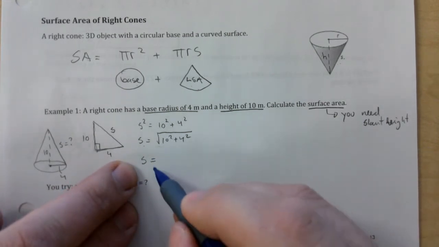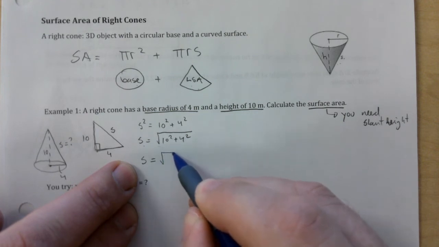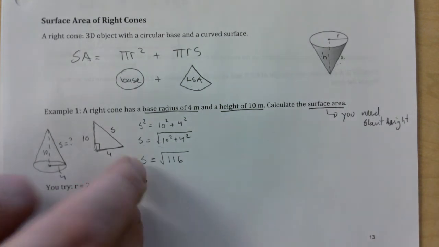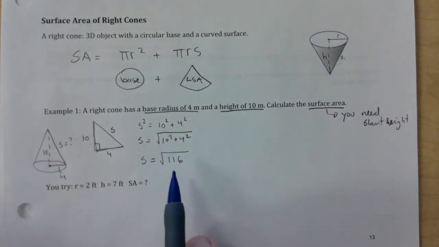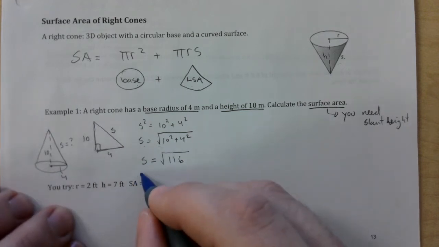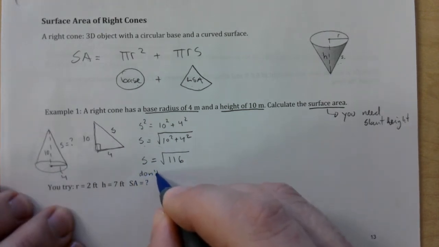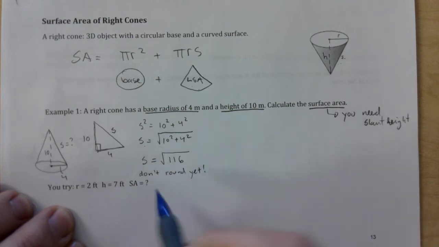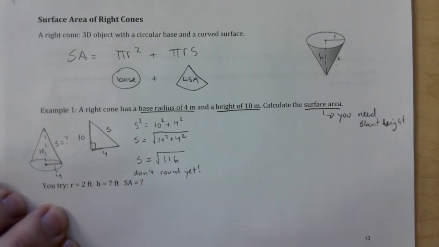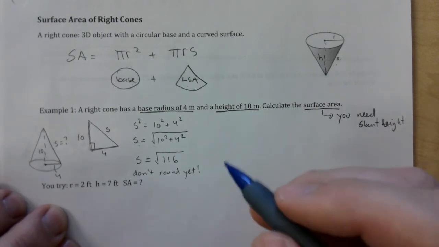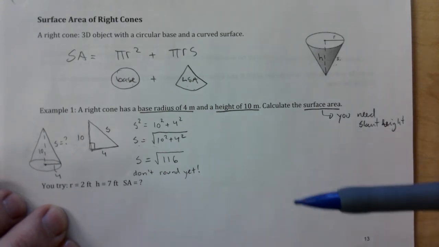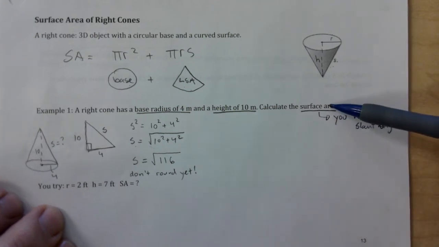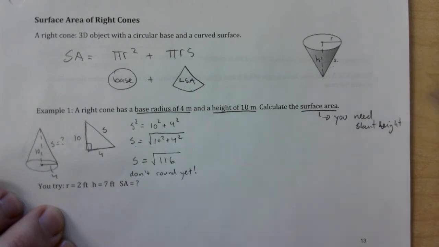And what we do in this course is we leave it under the root. Unless it's a perfect square, you leave it under the root because you don't want to round just yet. Don't round yet. Make a note there. You do not round just yet. And I'm just going to make sure it says calculate the surface area, not lateral surface area. So we need the whole thing.